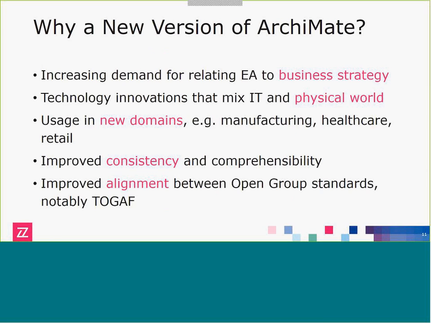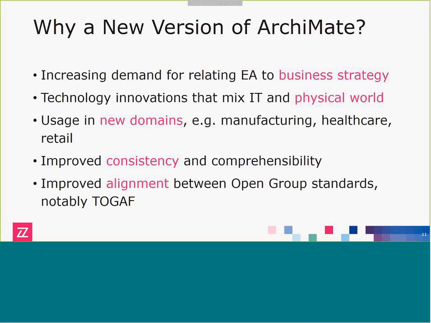So why do we need a new version of ArchiMate? Well, of course, the discipline of enterprise architecture is evolving. It's other areas in other domains that require new concepts to relate enterprise architecture to other areas. Especially over the last years, we saw an increasing demand for relating architecture to business strategy. It's really seen as a means for implementing strategy, for making sure that the strategy can really work, and also to provide feedback to strategy to see what your strategic options are to deal with technology innovations, etc.